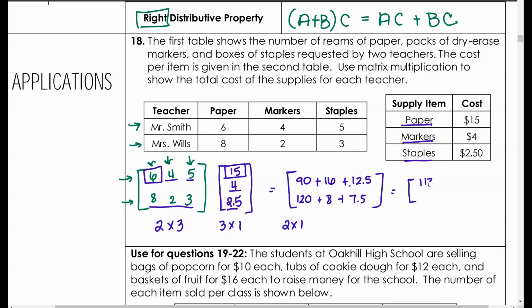That gives me 118.5. And then 120 plus 8 plus 7.5. That gives me 135.5. So because this is words, we really should answer in words.